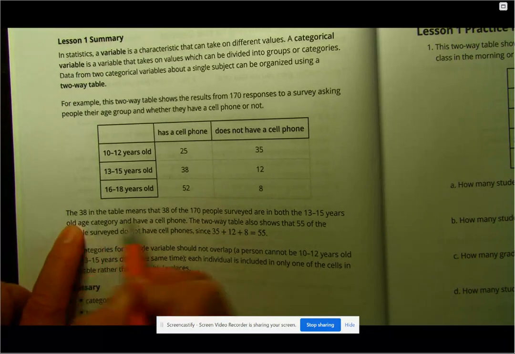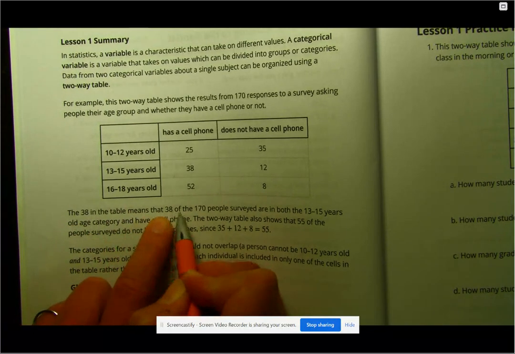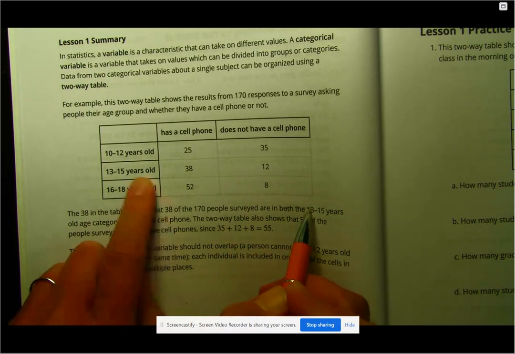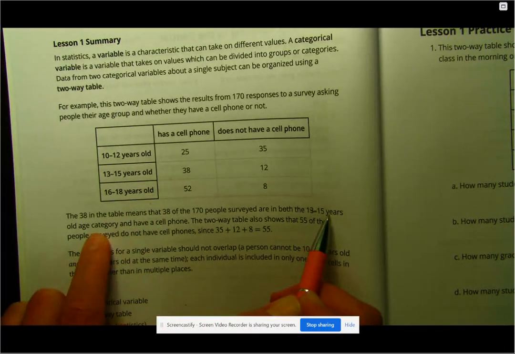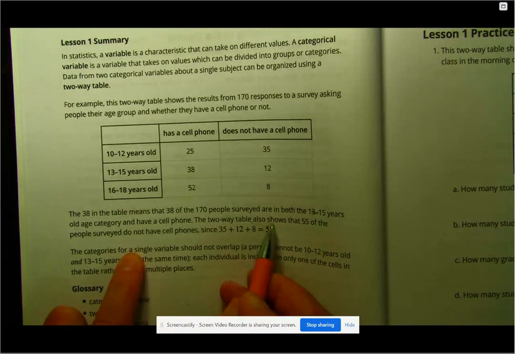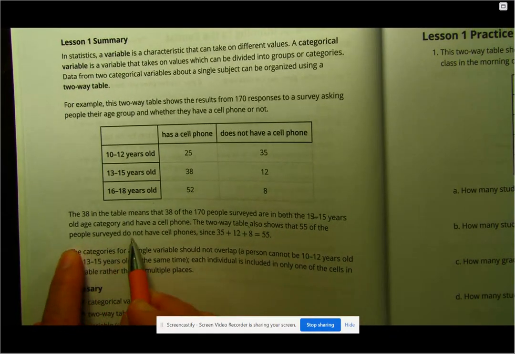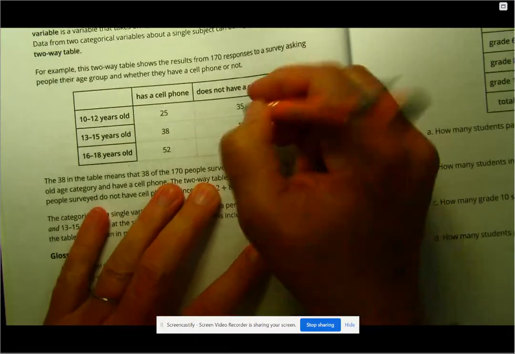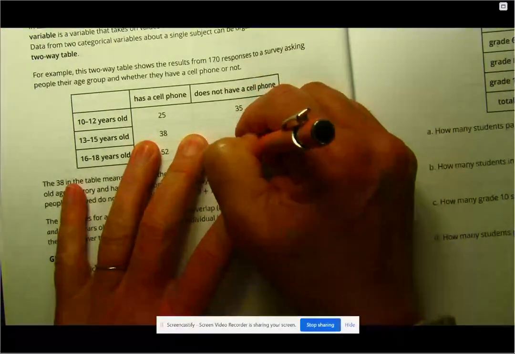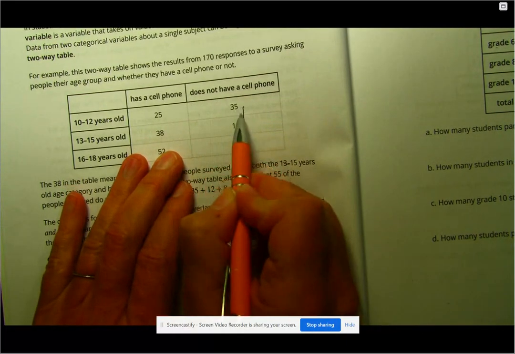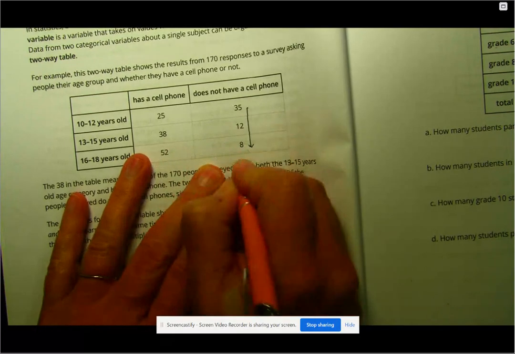So the 38 means that 38 out of the 170 people surveyed are both in the 13 to 15-year-old category and have a cell phone. Okay, the two-way table also shows that 55 people surveyed do not have cell phones. So where they get that is it's kind of understood that you would just know to get the total by adding up. If you want to know how many total people surveyed did not have a cell phone, you could just add that up and get 55.